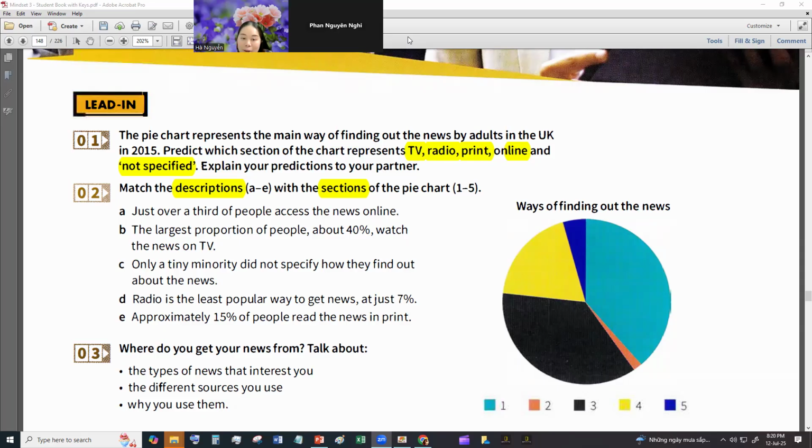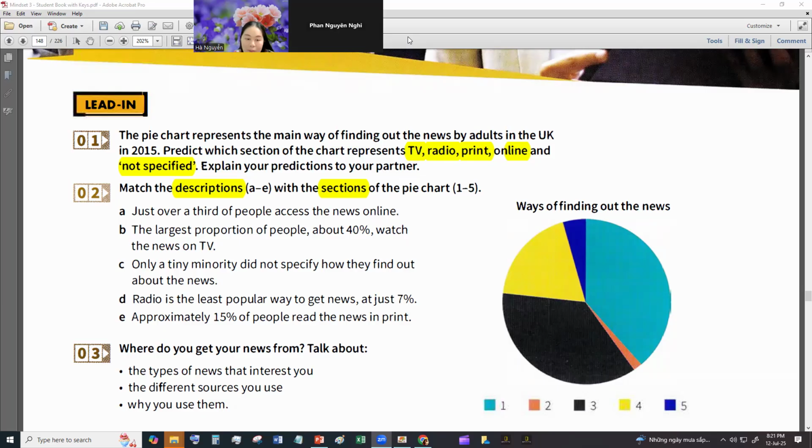Only a tiny minority did not specify how they find out about the news. C, please. C is 2. Like you guessed, right? Good job. Radio is the least popular way to get the news at just 7%. Yes, dark blue region. Approximately 15% of people read the news in print. Yes. Well done there. So you got the sections correct. What about you? Where do you get your news from?